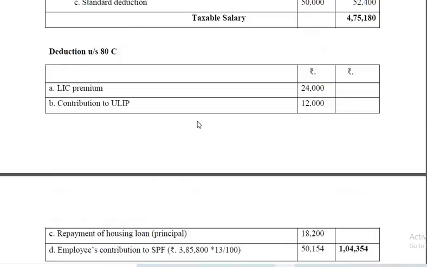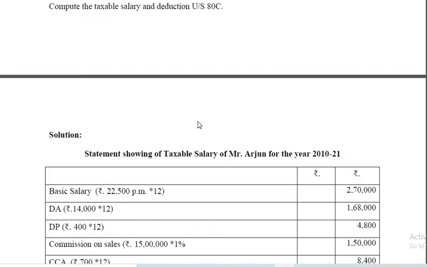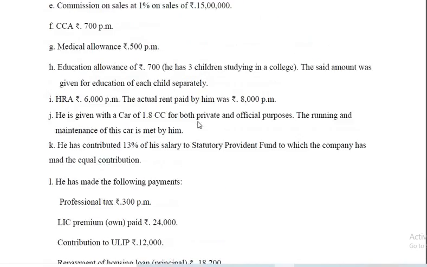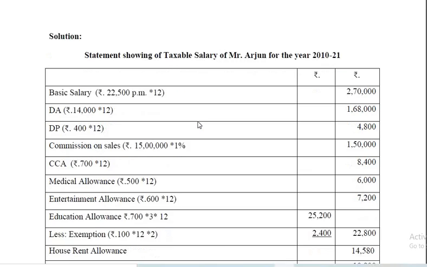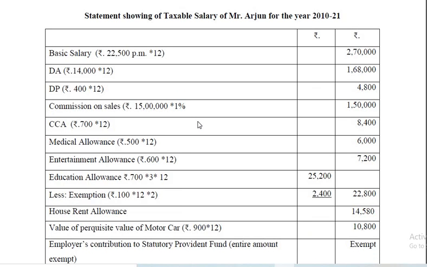Let me repeat once again. First you have to calculate the basic salary. Then all allowances you have to consider, DA, DP, and then all taxable allowances you have to consider. After that, you have to consider contribution to provident funds. Then you have to take perquisites, so that you are following a particular sequence, so that nothing is left out.